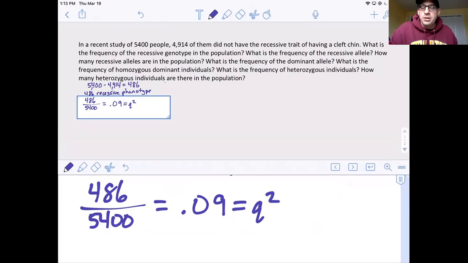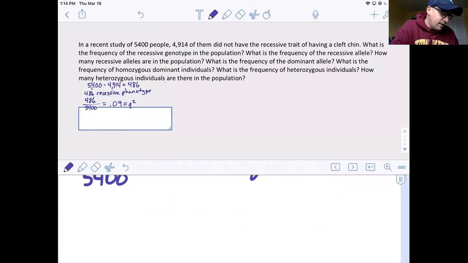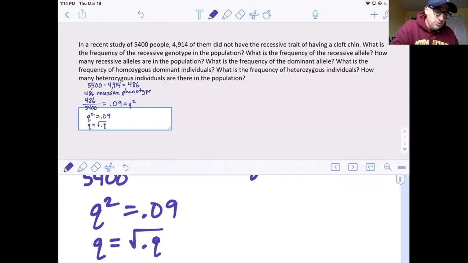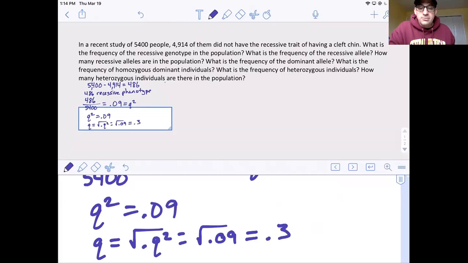Now the second question, what is the frequency of the recessive allele? Well, which term is equal to the frequency of the recessive allele? Well, that's q, right? So how do I figure out q? I'm just going to take my value for q squared, which is 0.09. And to figure out q, I'm going to take the square root of q squared, which is the square root of 0.09, which is 0.3. So the frequency of the recessive allele is 0.3 or 30%.